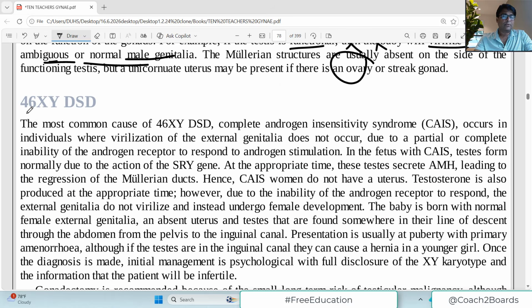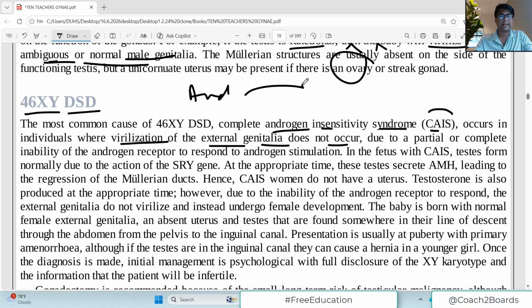Then there is a situation which is called 46XY disorder. The most common cause is complete androgen insensitivity, CAIS, which occurs in individuals where virilization of the external genitalia does not occur because there is androgen insensitivity. Androgen is perhaps there, but the organs which have to develop are insensitive to androgen.